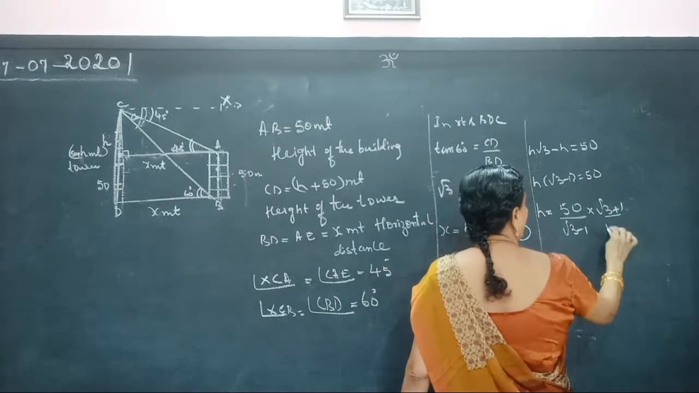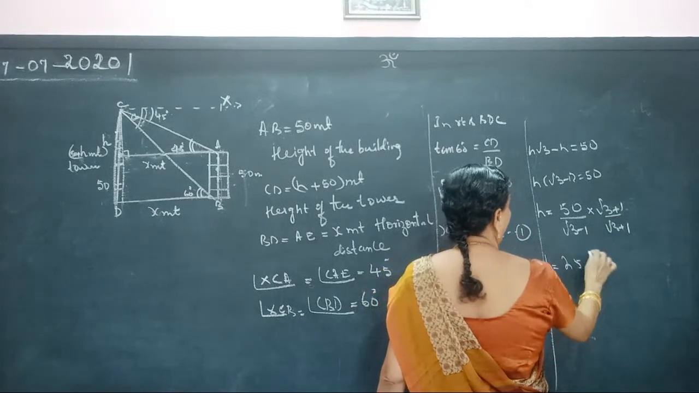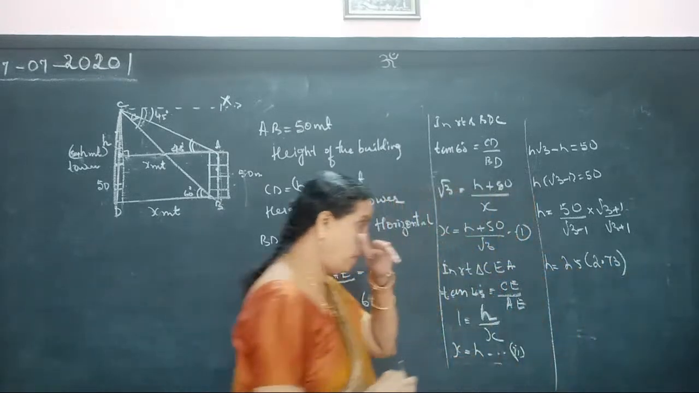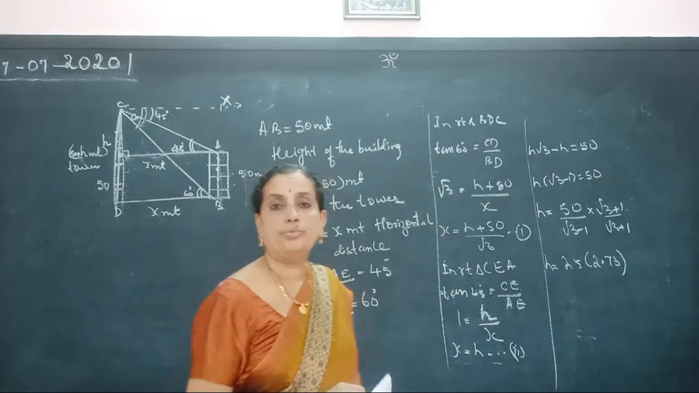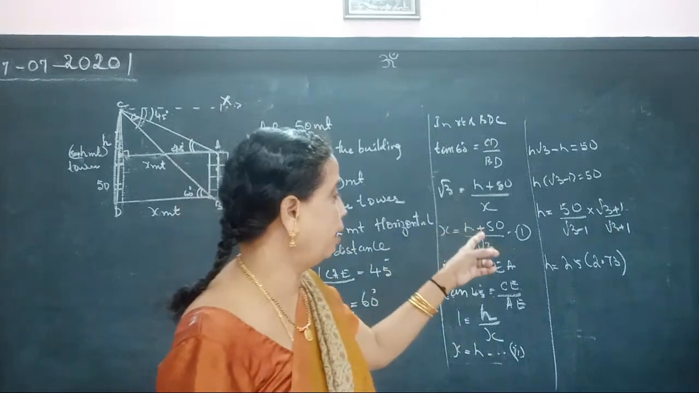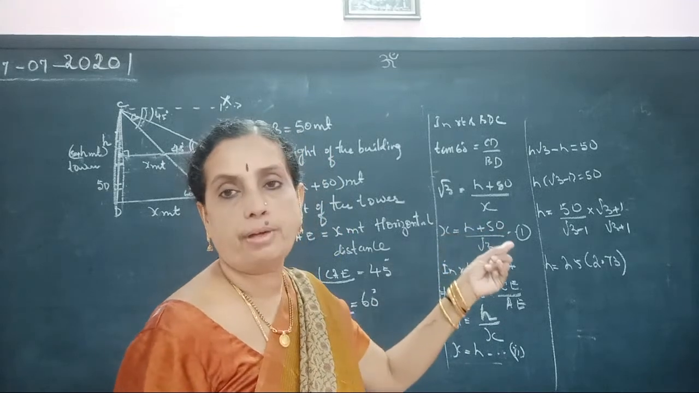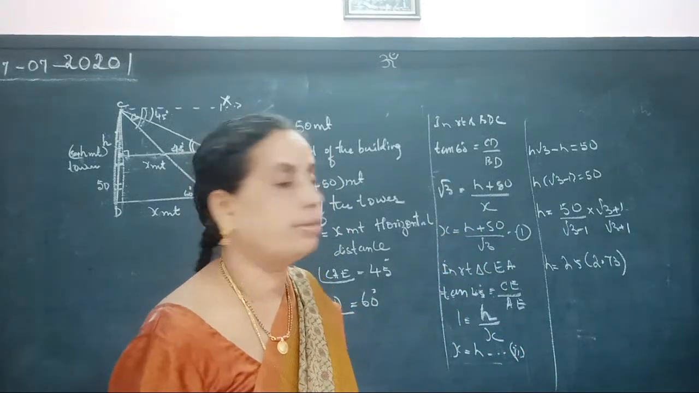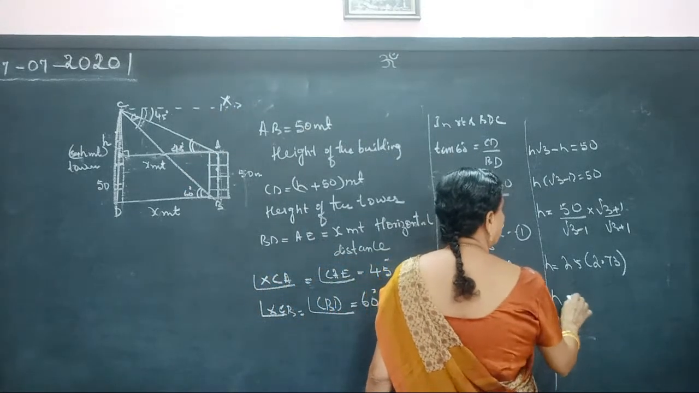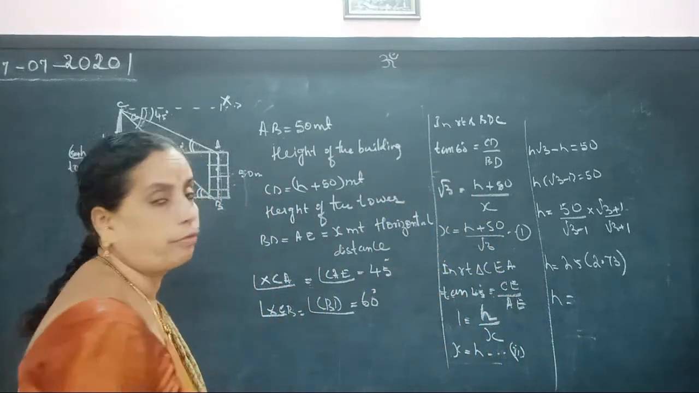Further rationalize it. You will get h equals 25 into 2.73. Is it clear? Because the denominator root 3 squared minus 1 squared is 3 minus 1, 2. 50 divided by 2 is 25, and root 3 is 1.73 plus 1 is 2.73. Obtain the product, h equals 25 into 2.73, the height of the tower.